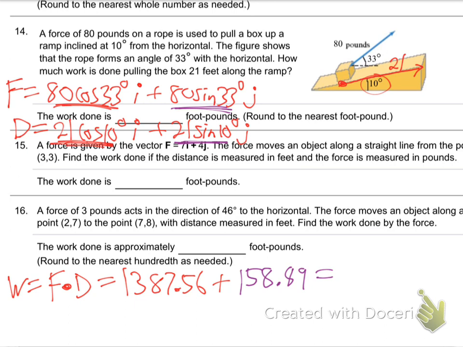Whoops, I made a mistake. I'm getting 1546.45. So it'll round to 1546 foot-pounds. Foot-pounds of work. Is that working out okay for you? Questions I can answer?